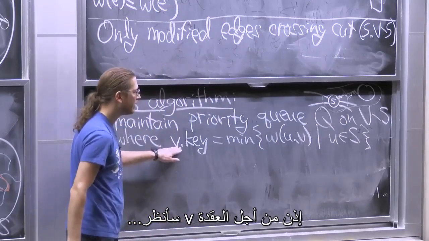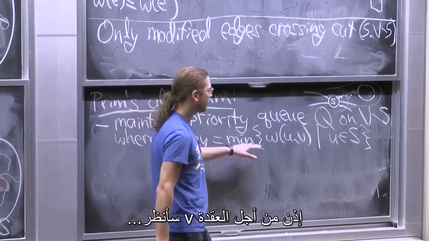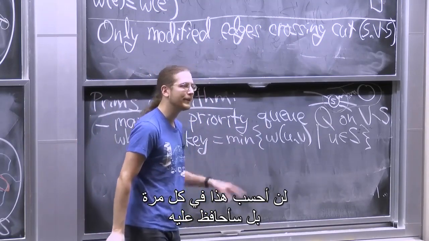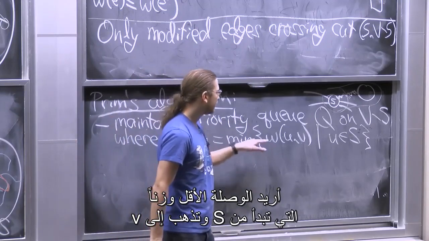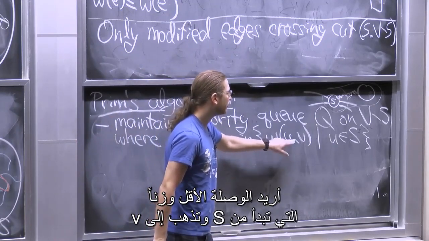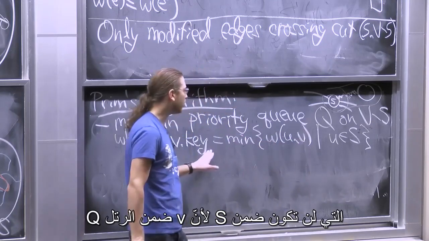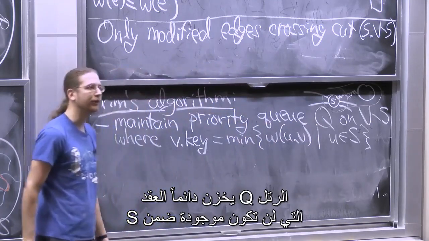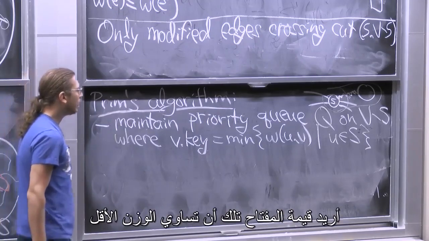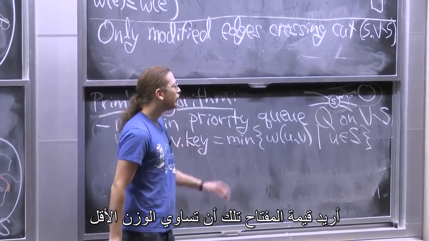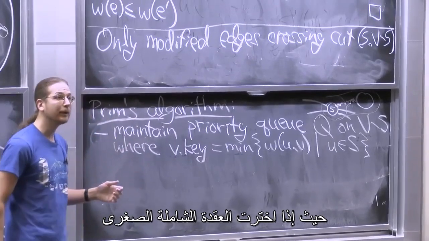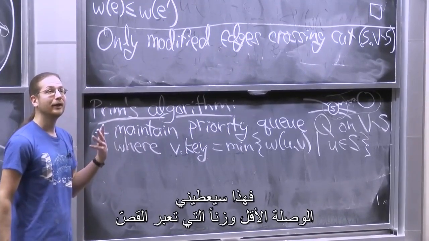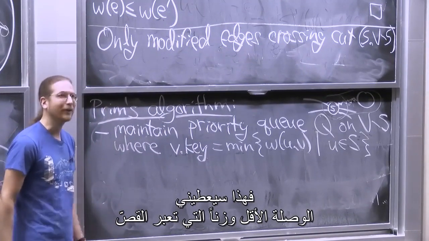So for a vertex V, I'm not going to compute this every time, but I'm going to maintain it. I want the minimum weight of an edge that starts in S and goes to V, which is not in S because V is in Q. Q only stores vertices that are not in S. I want the key value to be that minimum weight. So if I choose the overall minimum vertex, that gives me the edge of minimum weight that crosses the cut.